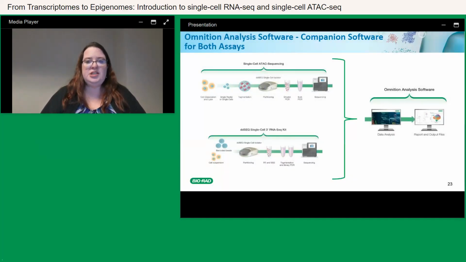Following cellular partitioning and library preparation, these libraries are sent for sequencing, returning FASTQ files that are used as input for our companion software, the Omnition analysis software. Omnition can analyze data from both the DD-seq ATAC-seq kit and the DD-seq 3' RNA-seq kit.